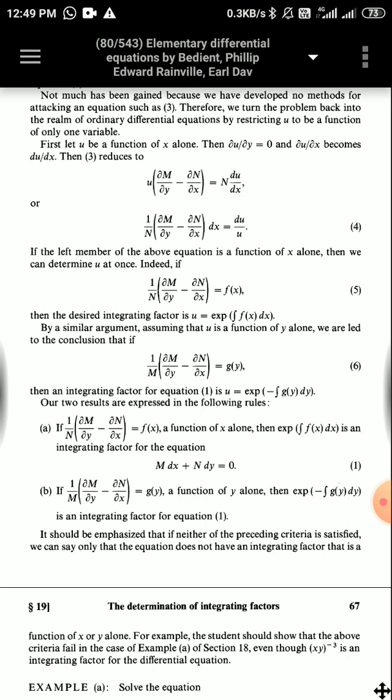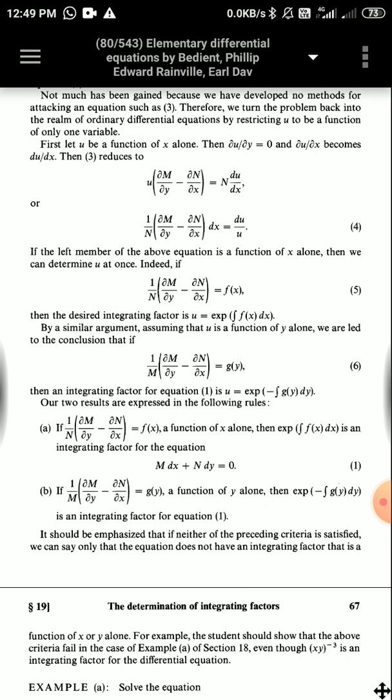For equation 1, it should be emphasized that if neither of the preceding criteria is satisfied, we can say only that the equation does not have an integrating factor that is a function of x or y alone. For example, the student should show that the above criteria fail in the case of equation example A.